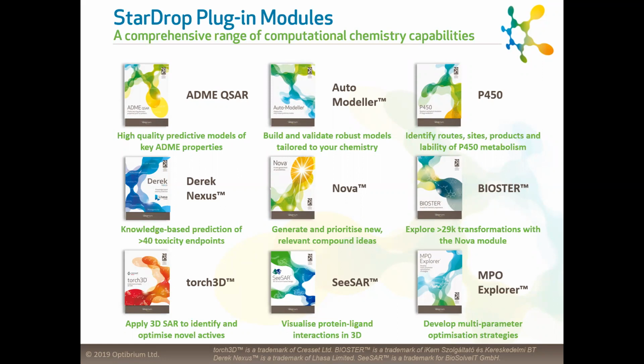coming from one of our collaborators, we also have the Bioster module, which works alongside the NOVA idea generation engine to give you access to the Bioster database in order to use that to make changes to molecules as NOVA is exploring different chemistries. And of course, this gives access to over 30,000 precedented transformations with links back to the literature. So if you find a compound of interest, you can see where other people have applied the same change to their compounds.